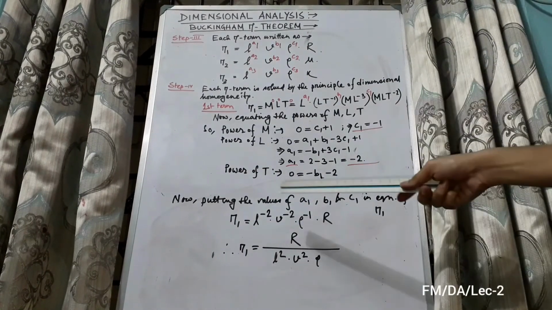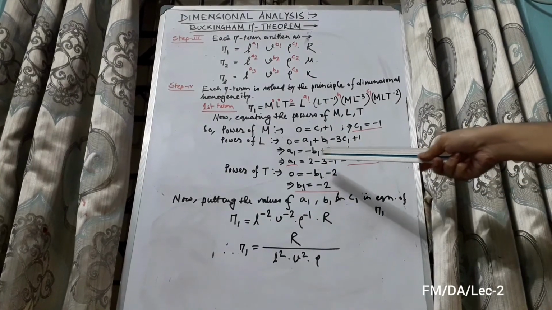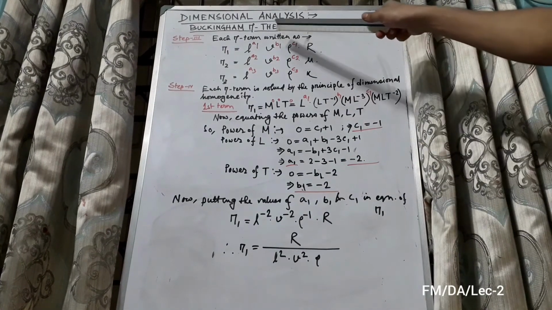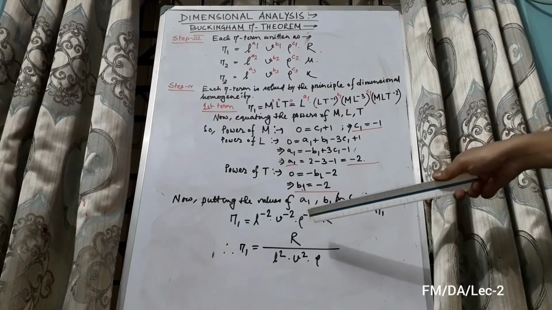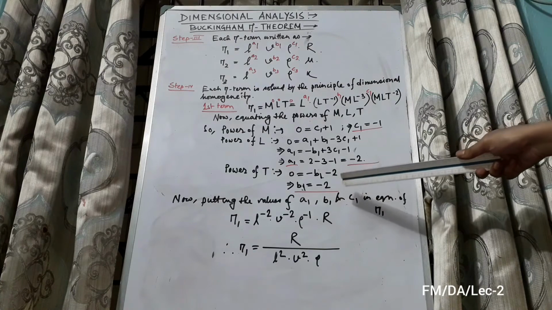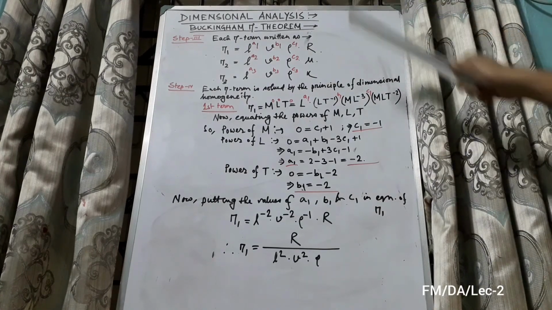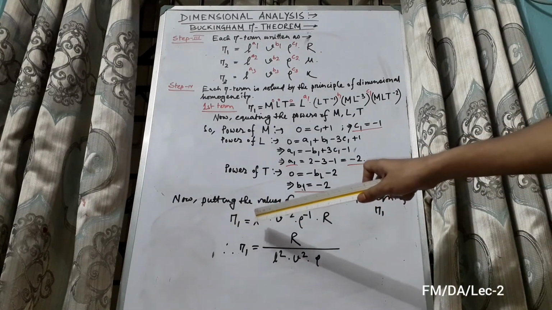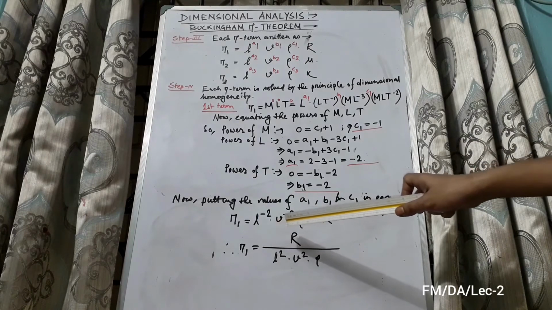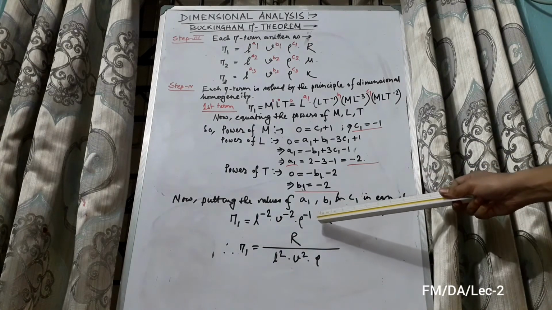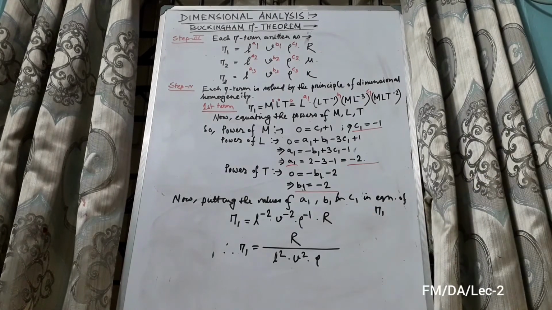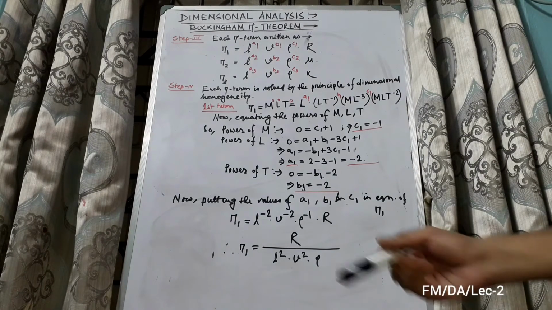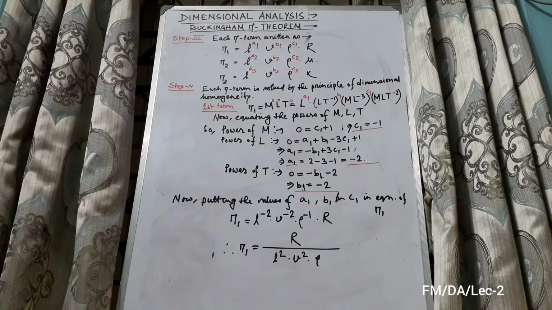We replace A1 by minus 2. We replace B1 with the value of B1, which is minus 2, and we replace C1 by minus 1. So we are putting the values. So pi 1 equals L to the power minus 2 into V to the power minus 2, then rho to the power minus 1 into R. From this equation we get the value of pi 1: pi 1 equals R by L square V square into rho.